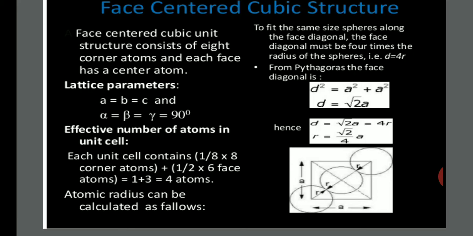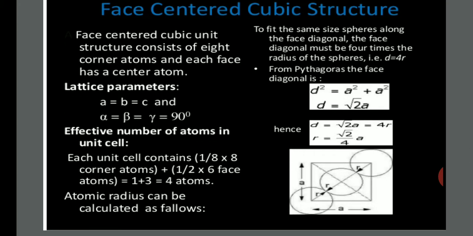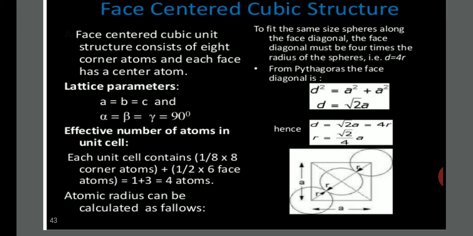So to fit spheres of the same size along the face diagonal, it must hold 4 times the radius of the sphere. So you have to know that d equal to 4r. From Pythagoras, for the face diagonal, d square equal to a square plus a square, that is d equal to root 2 a. So hence root 2 a is 4r, and r equal to root 2 by 4 into a.